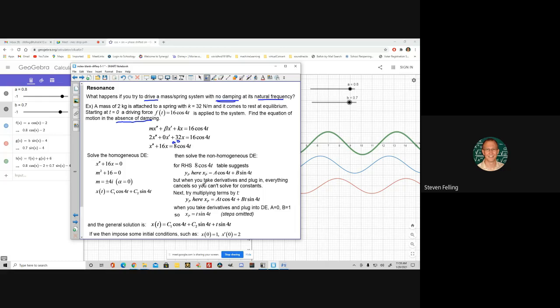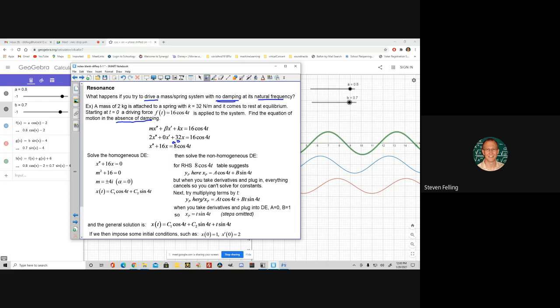But if you try to take the derivatives and plug that in, you're going to find that you can't solve for a and b. The reason is that cosine of 4t and sine of 4t look just like terms here, so they're getting absorbed. So whenever we have absorption happening, we just multiply by an extra x variable, which in this case is t. So the postulated particular solution is some constant a times t cosine 4t plus b times t sine 4t.